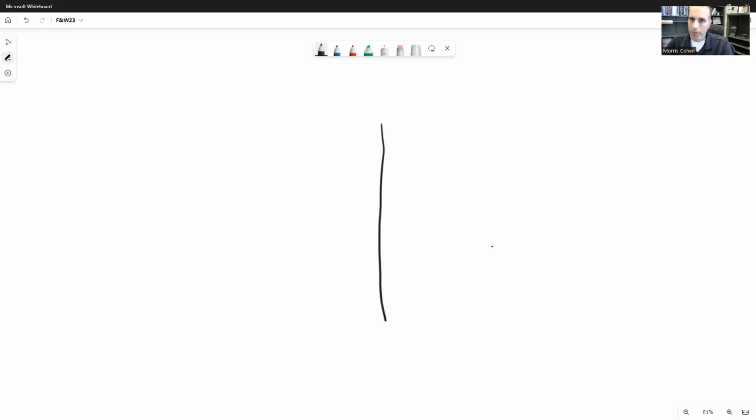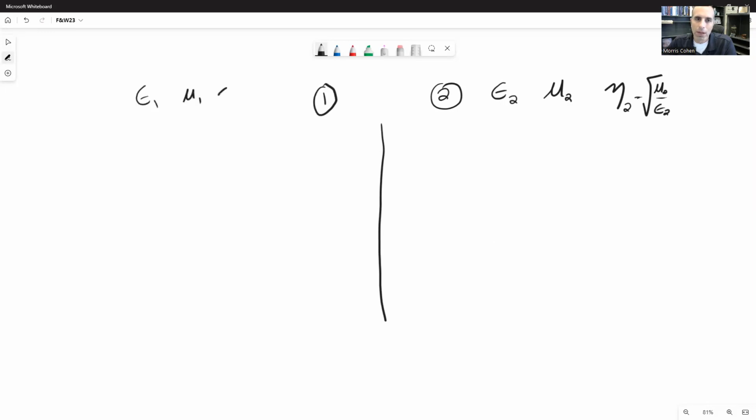On one side of the boundary, we're going to have material. We're going to call it material 2. We're going to say it has a permittivity epsilon 2, a permeability mu 2, and therefore it has an impedance eta 2, which is simply the square root of mu 2 over epsilon 2. On the other side, we have material 1, which has the exact opposite. It's got an epsilon 1, a mu 1, and an eta 1.